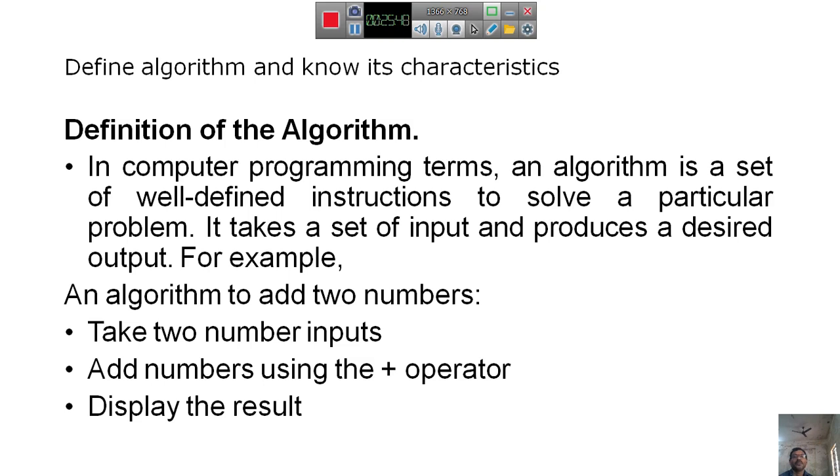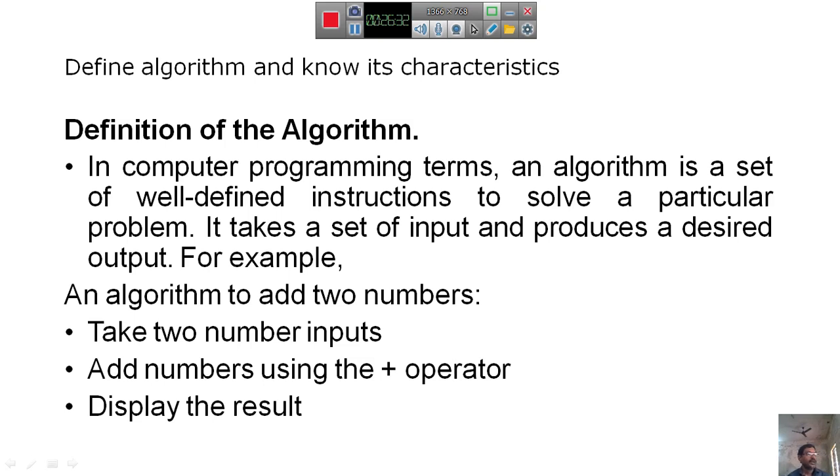In computer programming terms, an algorithm is a set of well-defined instructions to solve a particular problem. It takes a set of input and produces a desired output. For example, addition of two numbers. An algorithm to add two numbers: take two numbers as input, add the numbers using the plus operator, display the result.